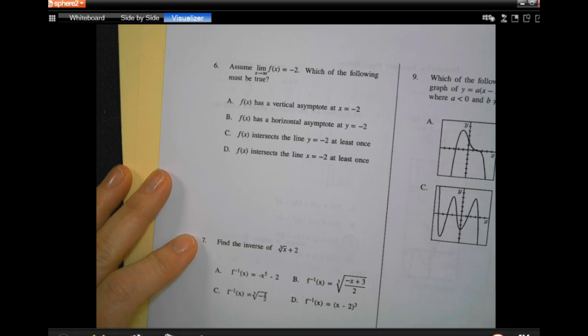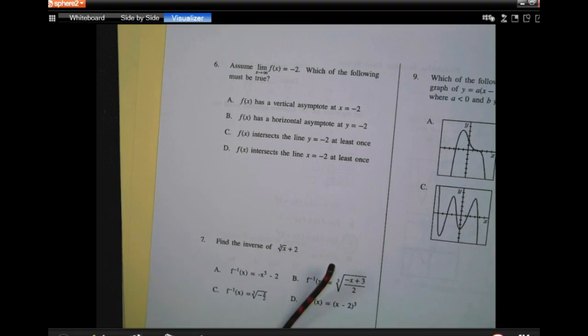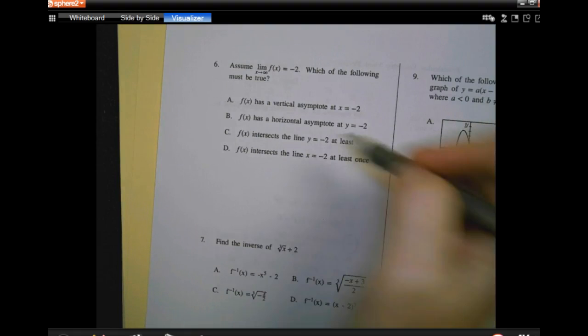B is correct. Why is it not x equals negative 2? What's the difference between y equals negative 2 and x equals negative 2? Which way does y equals negative 2 go? This way, which means that the graph either hugs it above or below and stays at negative 2 then. X equals negative 2 is up and down, and it doesn't give you a y answer then. So it has to be B.